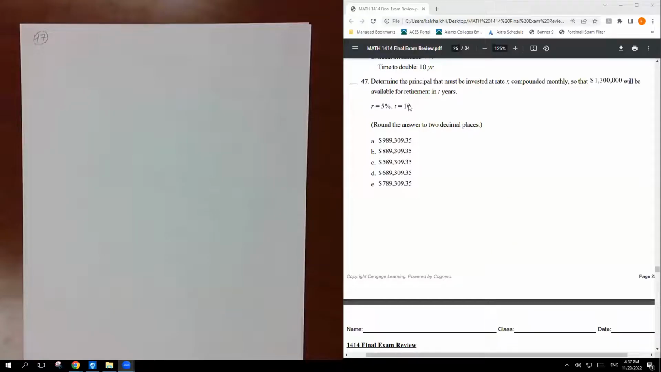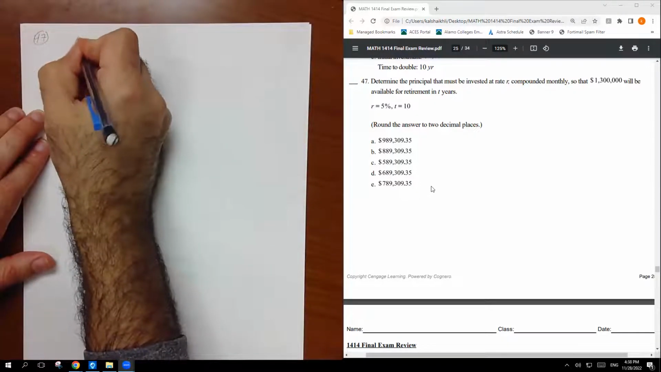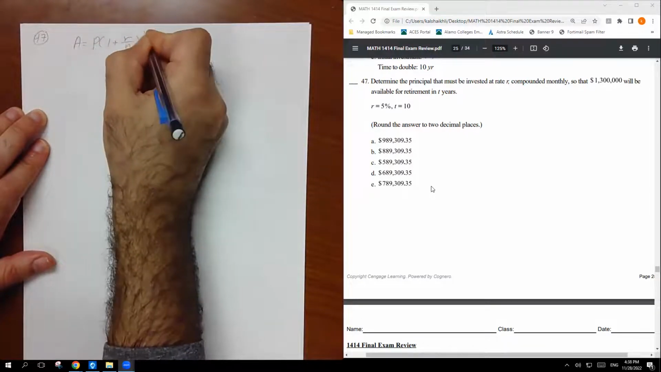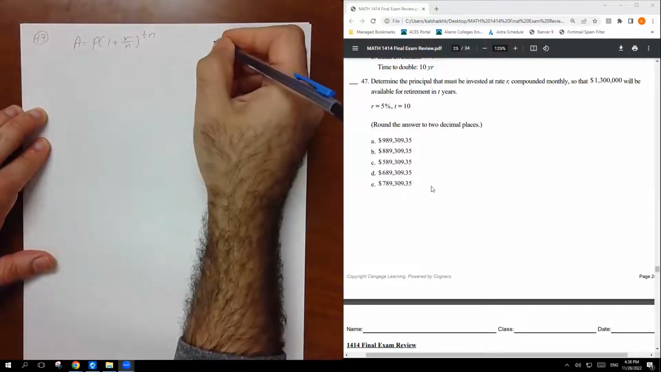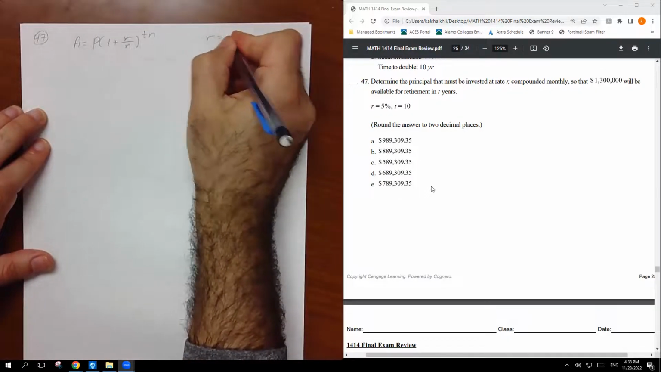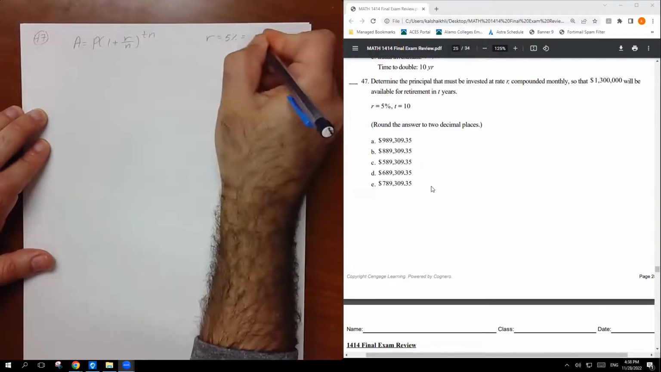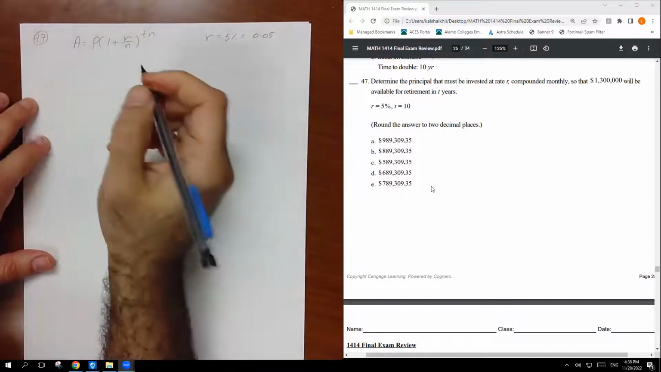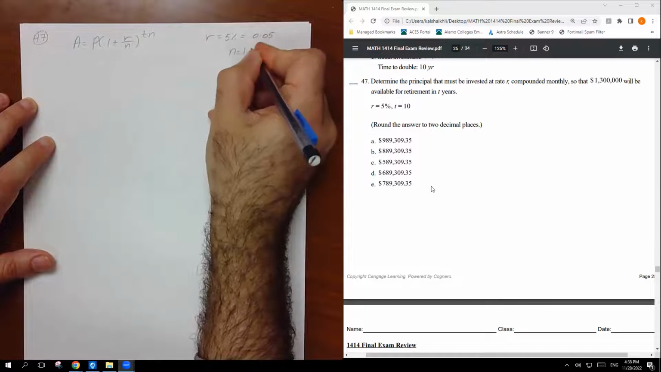For example 47, determine the principal that must be invested with the rate compounded monthly. They tell me compounded monthly. That means I'm going to use the formula A = P(1 + r/n)^(nt). Then we have the future amount, we have the rate, we have the time. The rate is 5%, which equals 0.05. So let's plug in everything here. Compounded monthly means n equals 12.